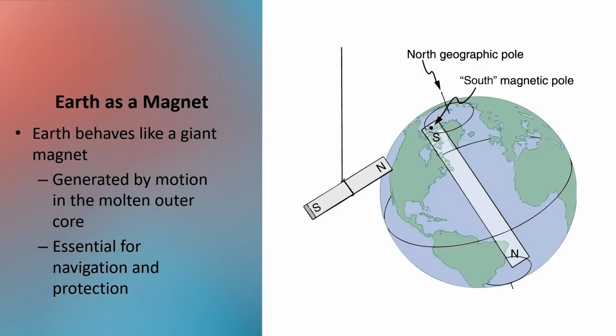Earth produces its own magnetic field, similar to that of a giant bar magnet. This field is generated by electric currents in the planet's molten outer core. The Earth's magnetic field allows compasses to work and helps shield the planet from charged particles from space.